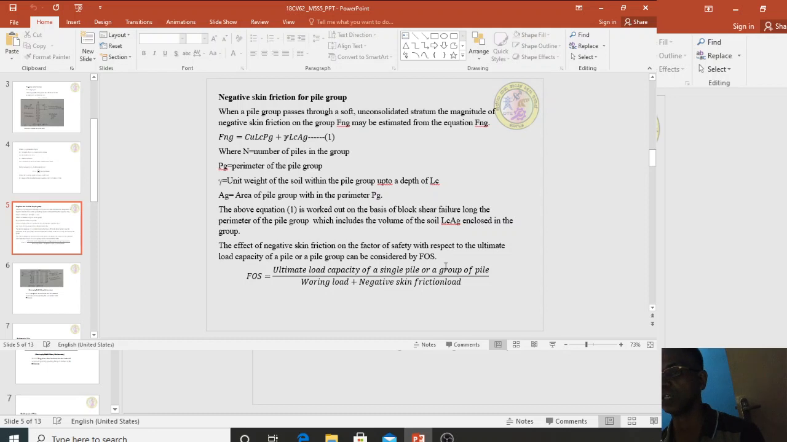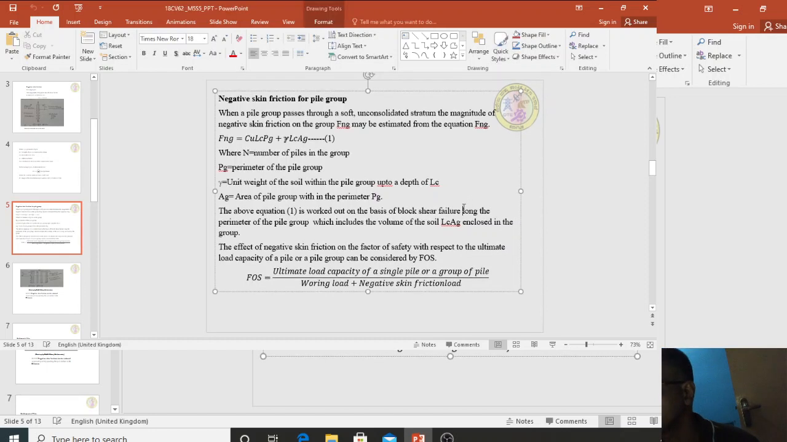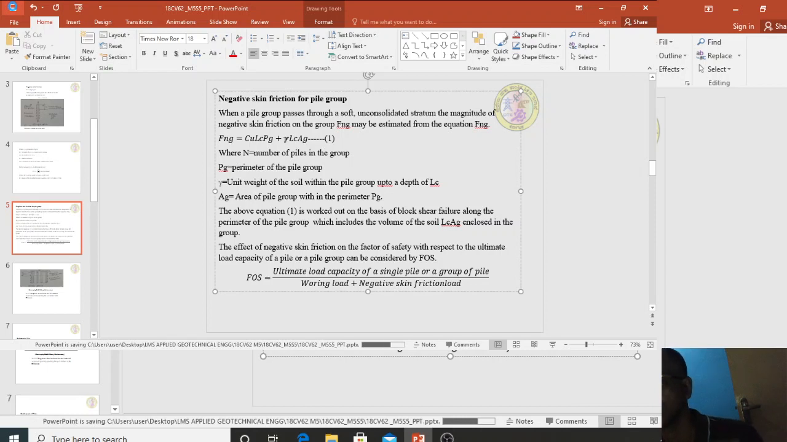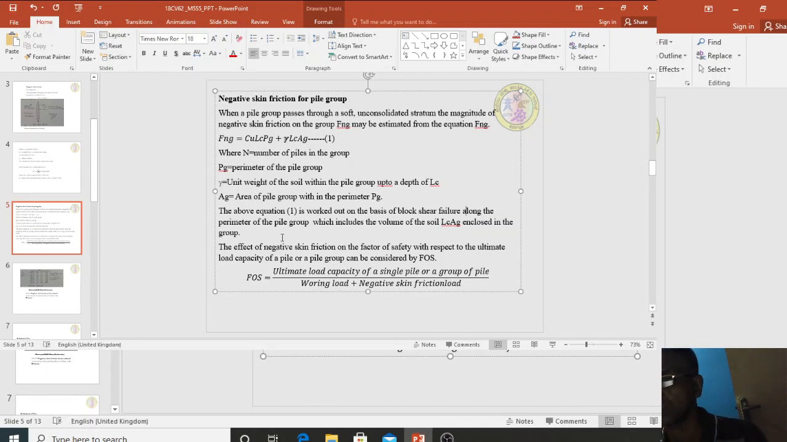The above equation is worked out on the basis of block shear failure along the perimeter of the pile group, which includes the volume of the soil, Lc times Ag, where Lc is the length of the compressible layer and Ag is the cross-sectional area enclosed in the group.